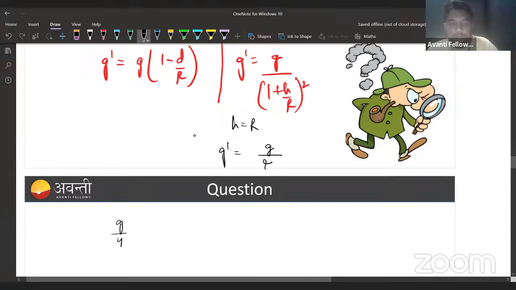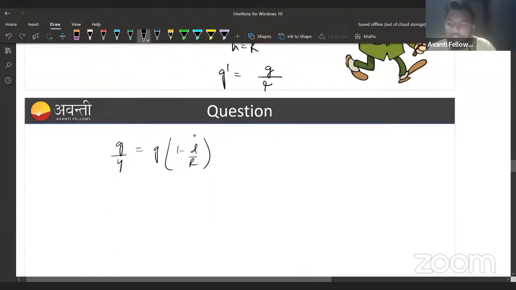So I'll substitute here. g by 4 is equal to g into 1 minus d by r. So this will become 1 by 4 is equal to 1 minus d by r. A little interchange, so d by r will become 1 minus 1 by 4.